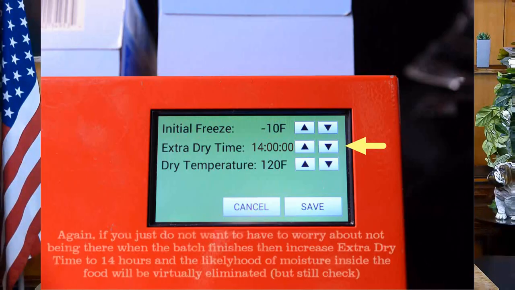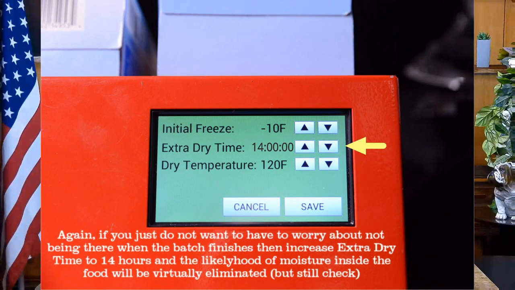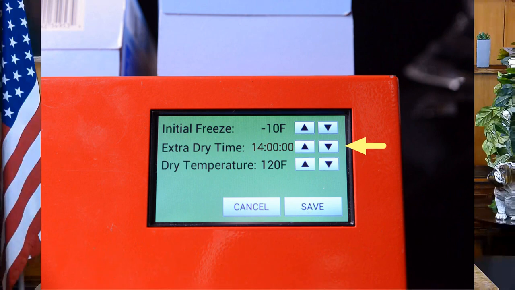Okay, so it's best if you are there within, I would say, a half an hour to an hour after the batch is finished, so that you can test for moisture. But you don't have to worry about running home or being right there when the batch finishes, because the freeze dryer will hold the food in a frozen state until you take it out and initiate the defrost process.